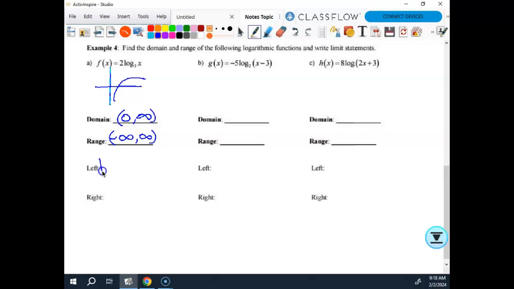My left limit will be the limit as x approaches 0 from the right of f of x. What does that equal? Negative infinity, good. And then the limit as x approaches infinity of f of x is infinity.